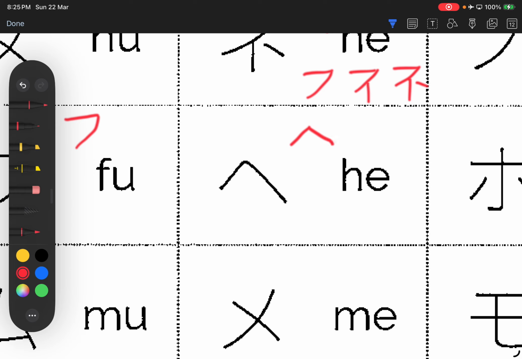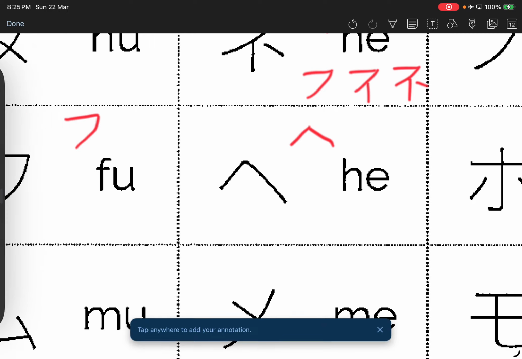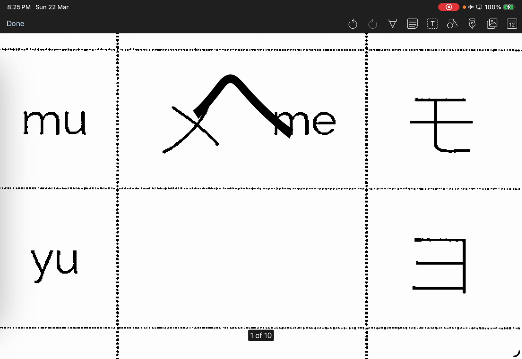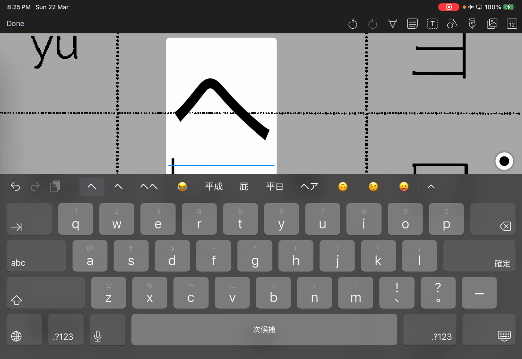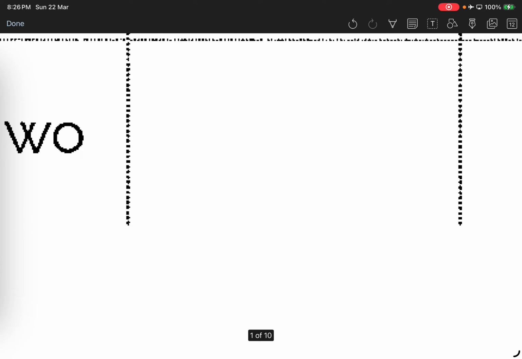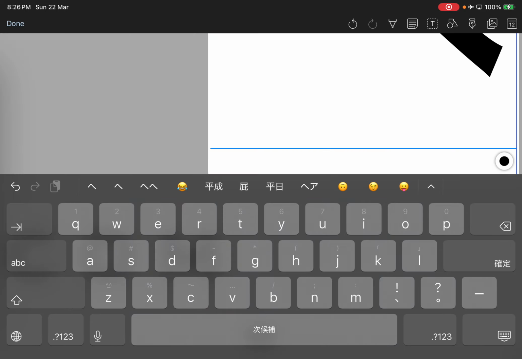Okay, so the difference between the Hiragana he and the Katakana he, I show you. He, he, he. Wait, can you see the difference? Yeah. Can you see the difference? No difference. Of course, there's no difference.